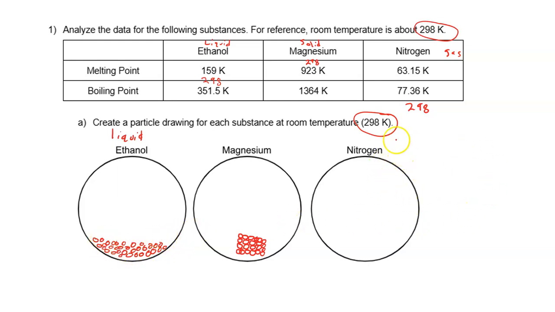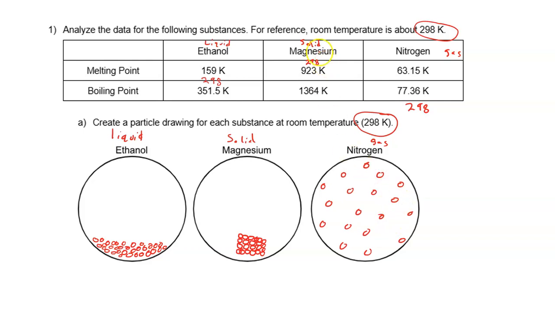Then lastly, for nitrogen, which is our gas, the really important thing here is gas is always spread apart to fill the container. So I'm going to represent that by just kind of evenly distributing my particles all the way throughout that container. Something like this.